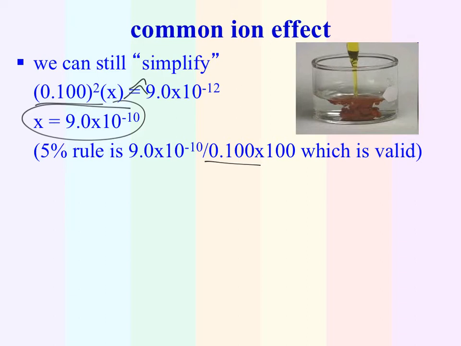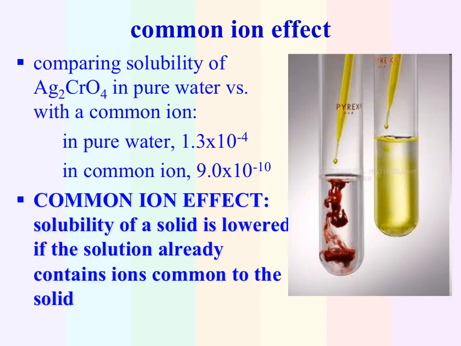So what we've calculated here is x, which is the solubility of the silver chromate in the presence of this silver nitrate salt solution. Basically, we wanted to figure out how the solubility of silver chromate is affected by adding it to a solution that already contains a silver ion. So let's see how much of an impact that actually had. If we look at the solubility of silver chromate in pure water versus the example that we just did with the common ion, we notice that our solubility values are drastically different.